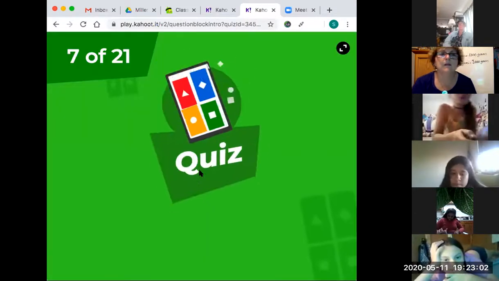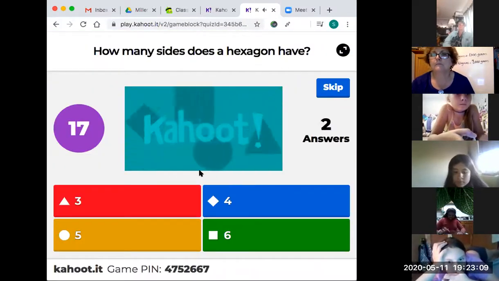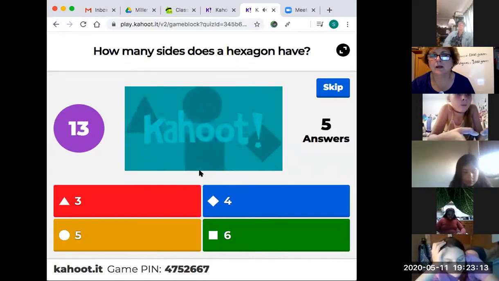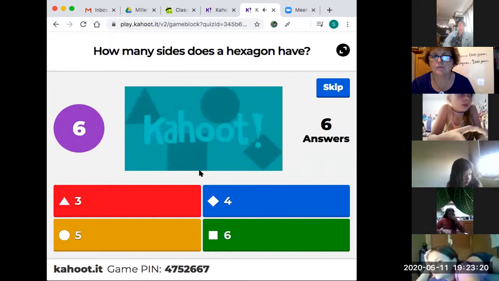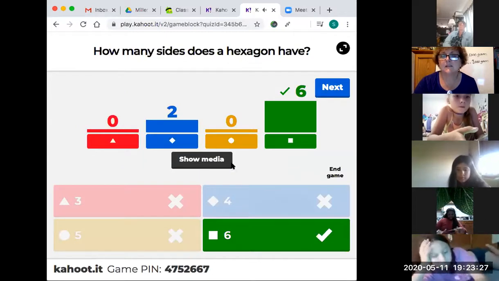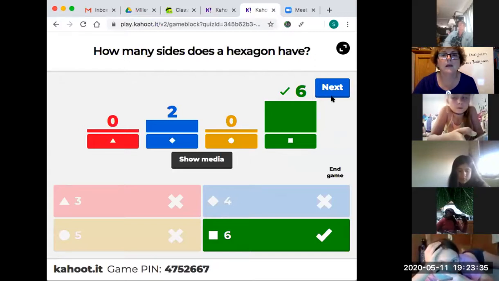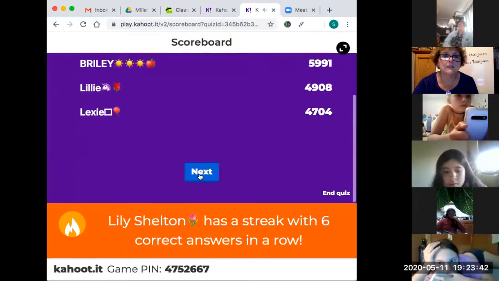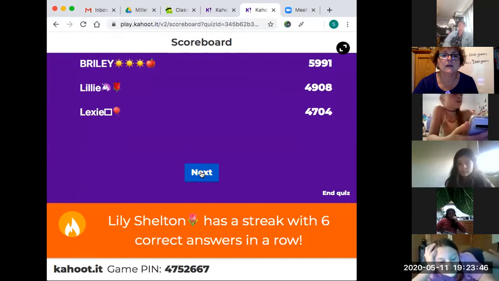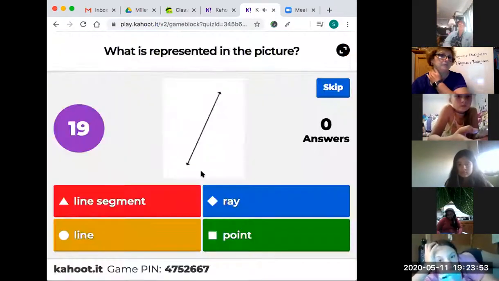All right, next question. How many sides does a hexagon have? Remember that sheet I sent you with all that listed on it? A hexagon has 6 sides. Okay. Nobody changed positions that time, but Lily Shelton is on a 6-3. So we can take 6 correct. What is represented in the picture? Take a look at this picture.